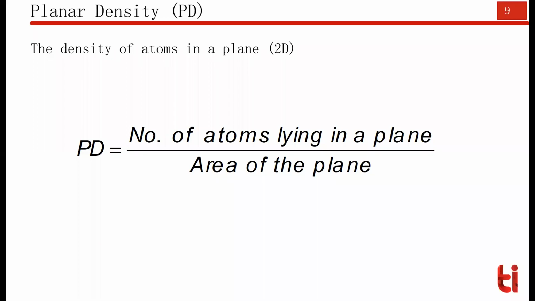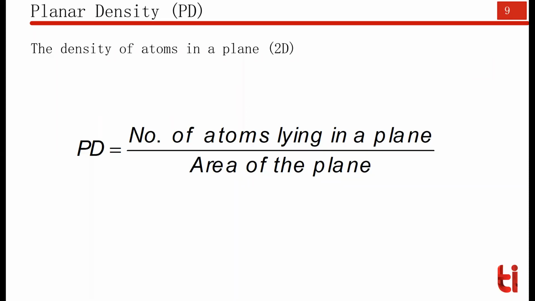Good morning, class. In yesterday's lecture, when we closed, we were discussing planar density. So let us quickly review what we have understood so far in planar density, and then we will continue our discussion. Planar density is basically a 2D representation of the bulk density, and it is defined as the ratio of the number of atoms lying on a plane divided by the area of that particular plane.